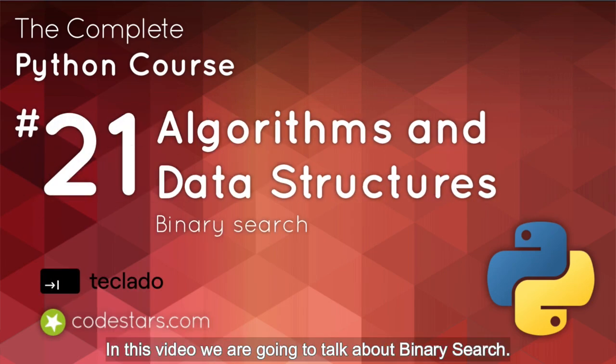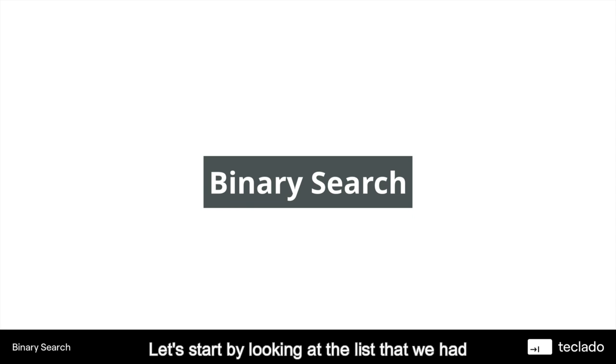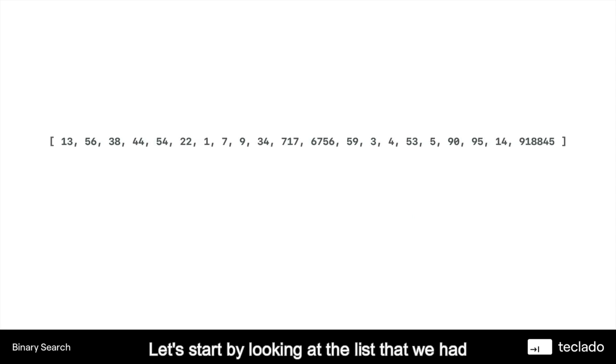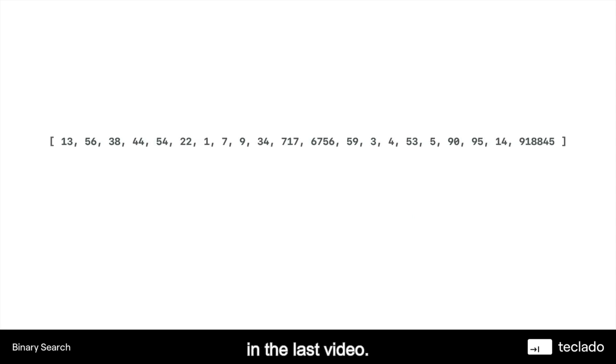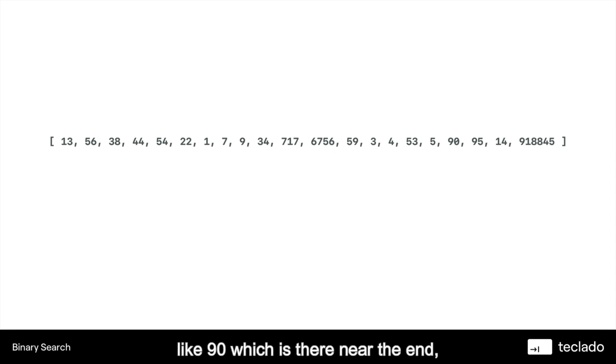In this video, we're going to talk about binary search. Let's start by looking at the list that we had in the last video. Here we've got a bunch of numbers, and if we want to find a specific number, like 90, which is there near the end, we have to start at the beginning and go through each number until we get to 90.